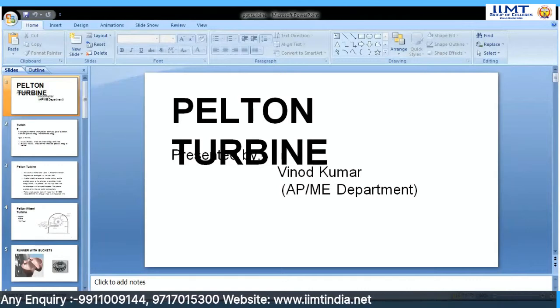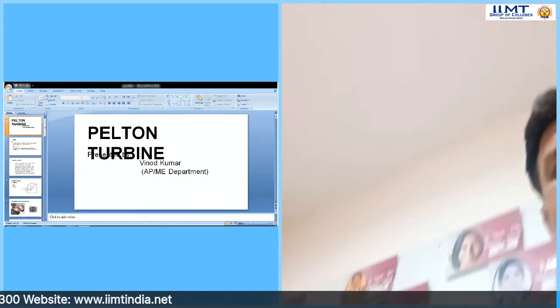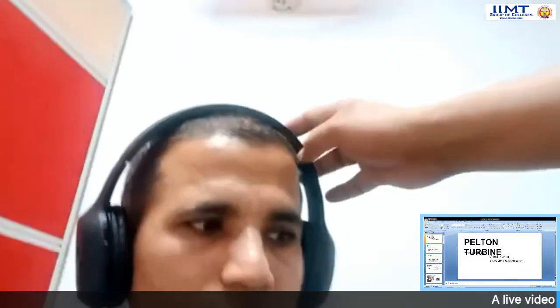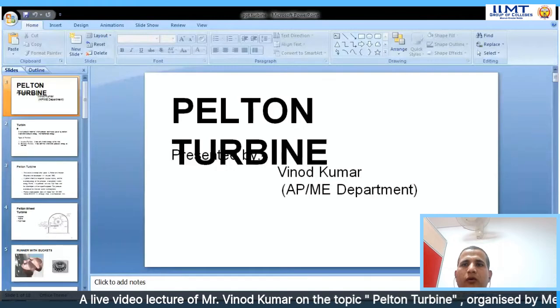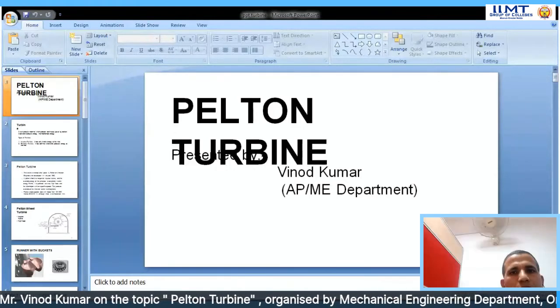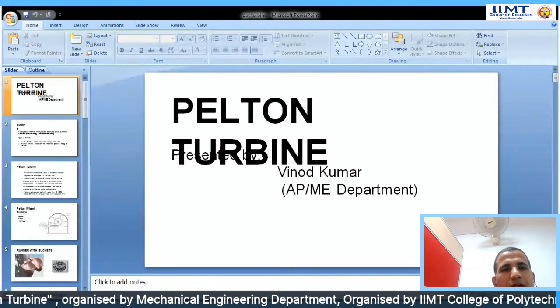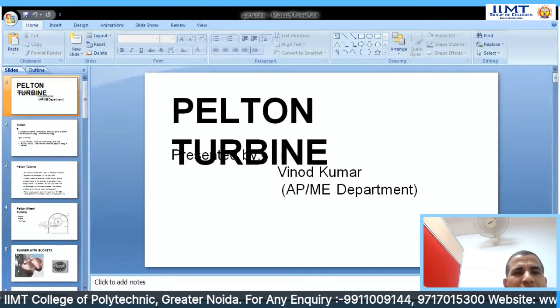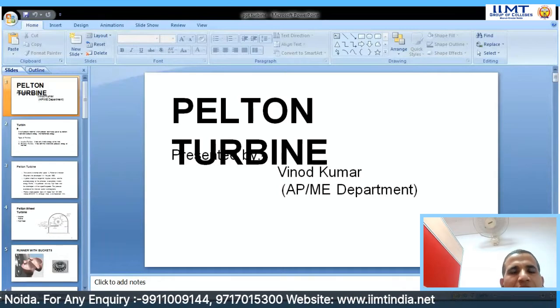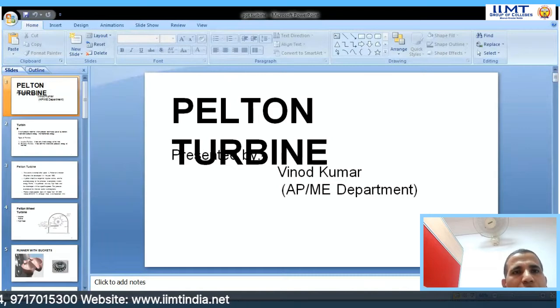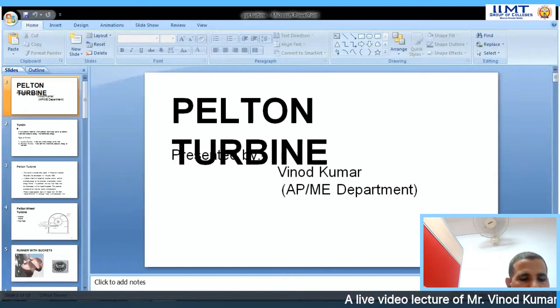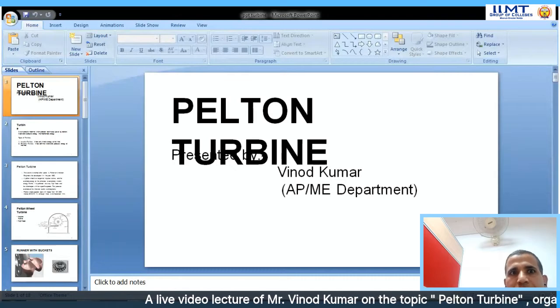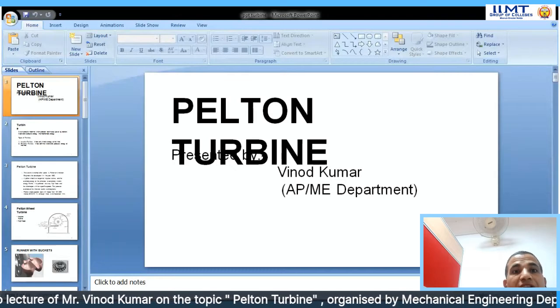Both of these things are covered with the casing. So the casing has two functions. One is to avoid accidents, and the other is to avoid the splashing of water. The water is splashed, and after striking the casing, it gets collected on the downstream side. This collected water is known as the tail race.